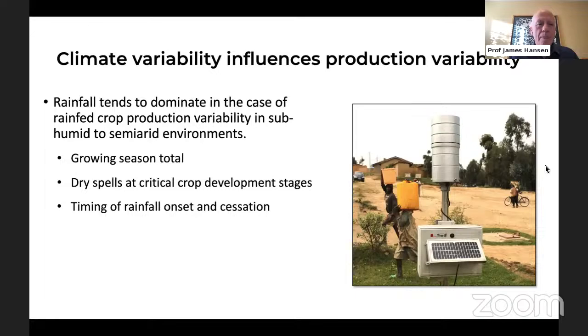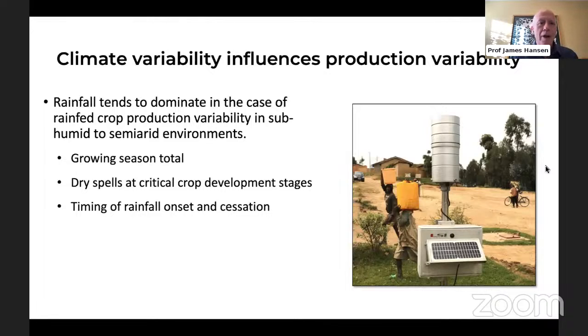In the case of rain-fed crop production in dry subhumid to semi-arid environments, rainfall tends to be the most important source of variability in crop production. The total amount of rainfall is important, but dry spells, if they occur at critical stages of crop development, can have a big impact on productivity. But also the timing of the start and the end of rainfall can be important because it determines the growing period for a crop.